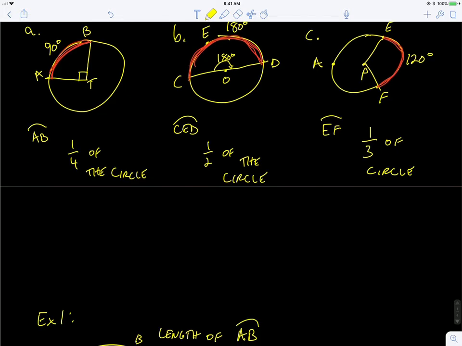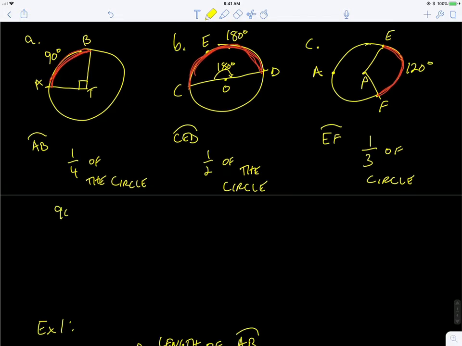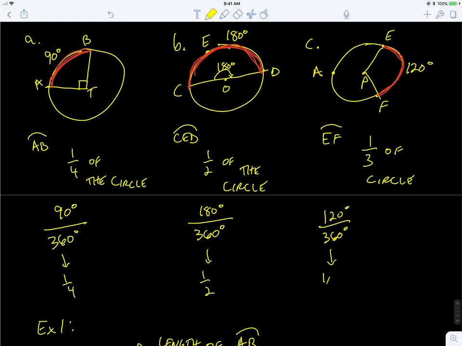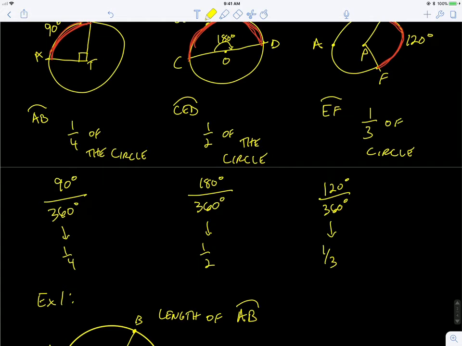So how do I come up with these fractions if you just don't know them? Well, you can take the 90 degrees, the arc measure, and divide by the total number of degrees in the entire circle. So this arc measure was 180 divided by 360 degrees in a circle. And this last one, 120, there's 360 degrees in a circle. So this reduces to 1/4, this reduces to 1/2, this reduces to 1/3.